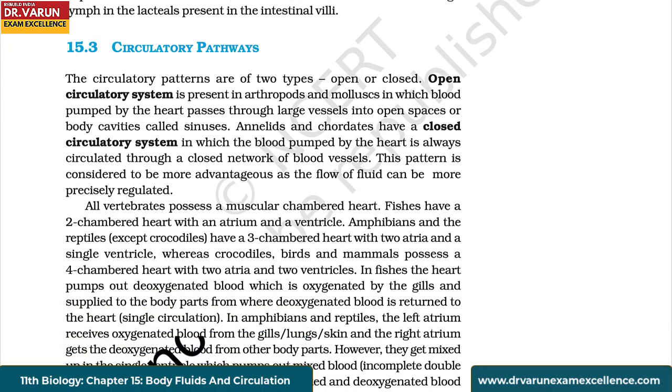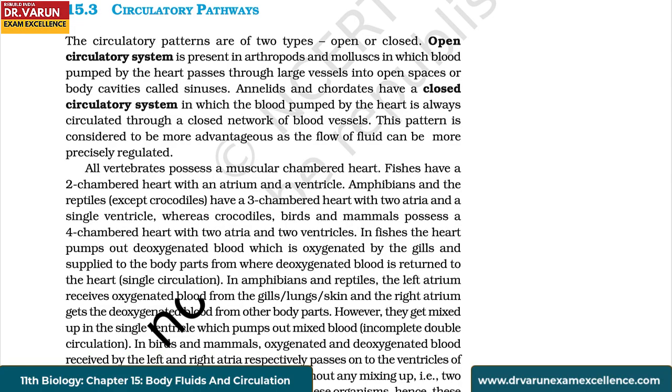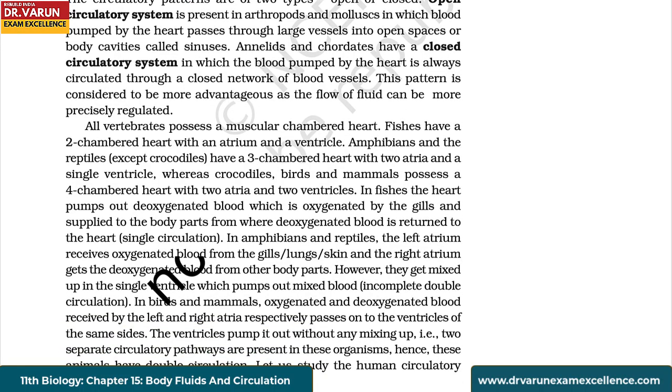Circulatory pathways. The circulatory patterns are of two types, open and closed. Open circulatory system is present in arthropods and mollusks, in which blood pumped by the heart passes through large vessels into open spaces or body cavities called sinuses. Annelids and chordates have a closed circulatory system in which the blood pumped by the heart is always circulated through a closed network of blood vessels. This pattern is considered to be more advantageous as the flow of fluid can be more precisely regulated.